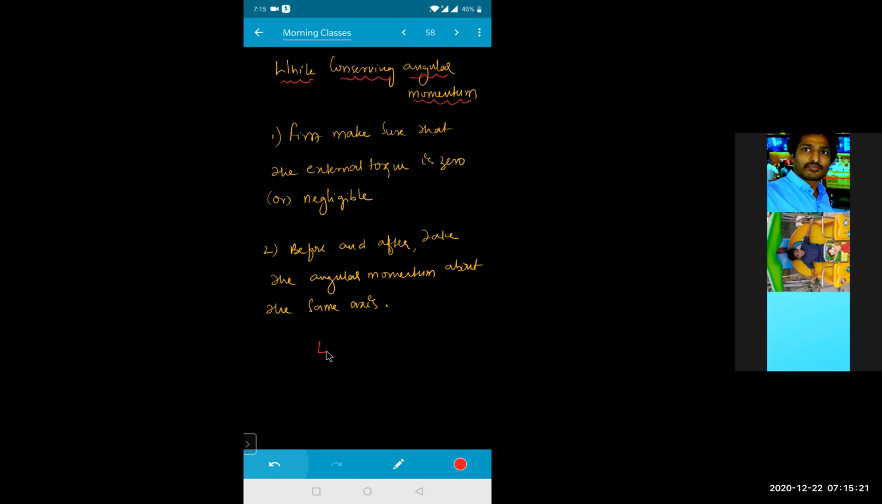Angular momentum L is equal to constant. That means L is what? I into omega is equal to constant, and I can write I1 omega 1 is equal to I2 into omega 2. Angular momentum is constant, that is I into omega is constant, or I1 omega 1 is equal to I2 into omega 2.